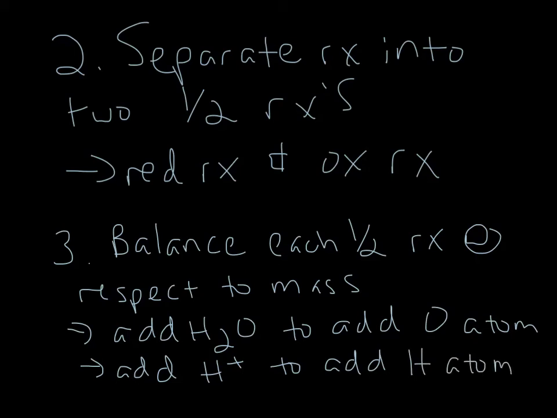So if you need oxygens on one side of the equation, you'll add water, and that will be how you get your oxygens in there. And if you need hydrogens, you can just add H plus directly.